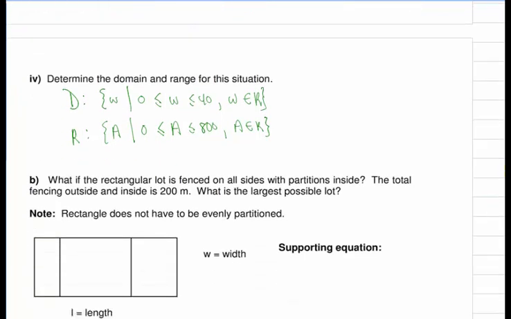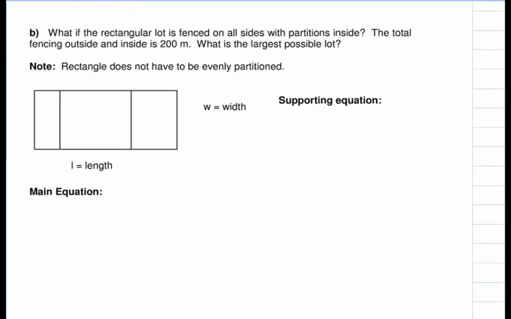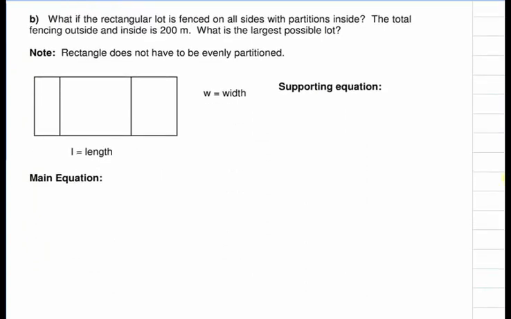Alright, our next problem is very similar to this one. If you'd like, try it on your own, so pause the video and do it on your own and then come back to it and see how you did compared to what I put on the screen. So what if the rectangular lot is fenced on all sides with partitions inside? The total fencing outside and inside is 200 meters. What is the largest possible lot?